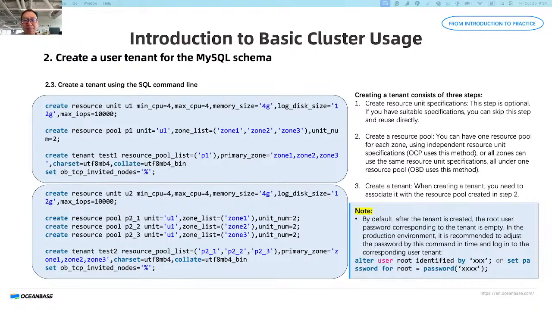When creating a tenant, you can link it to the resource pool established in step 2. We need to pay attention to that. By default, after a tenant is created, the root user password corresponding to the tenant is empty, and in the production environment, it's recommended to adjust the password with this command in time, and log into the corresponding user tenant. The 2 pieces of code on the left side are both used to create a business tenant. The difference is that the resource pool used in the create tenant statement is different: the code below creates zone resources that are distributed in different zone lists, while the code above is distributed in one zone list.